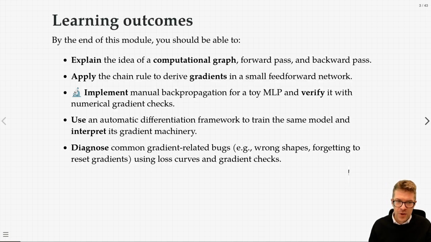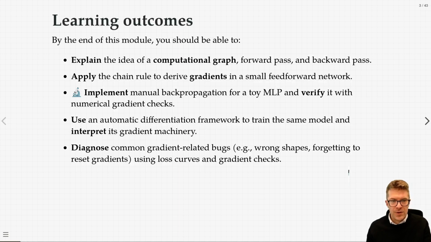A bit of a stretch goal is to implement manual backpropagation for a toy MLP. I just said we're going to do it ourselves. It'll be on the slide deck, but whether or not you can do it at the end of this module is a bit of a stretch. But verifying, comparing two approaches to backpropagation, one fully automatic, one manual, is something you should be able to do.